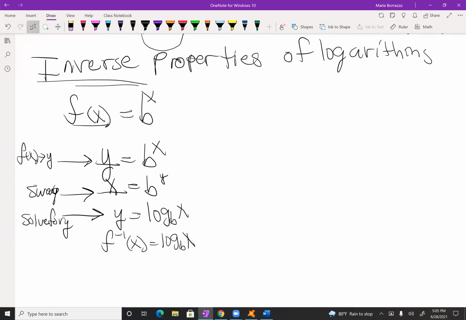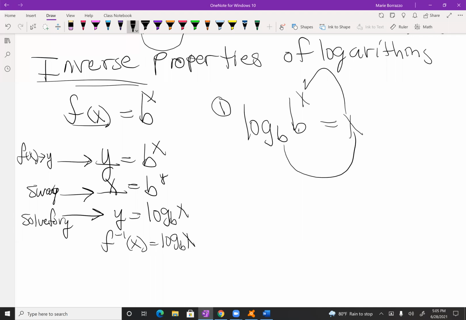Having stated that, some inverse properties of logarithms are also easy to identify. The first one they give us is that if I have a log base b of the number b raised to the x, then the answer here has to be x, because b raised to the x is equal to b raised to the x.